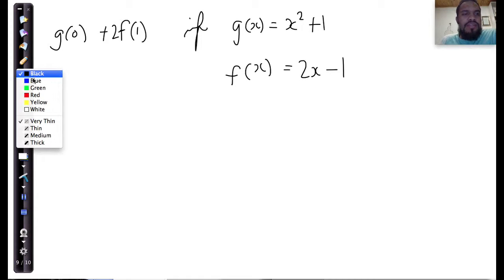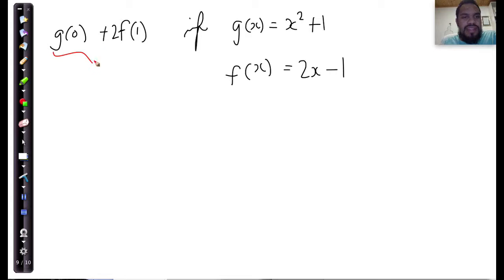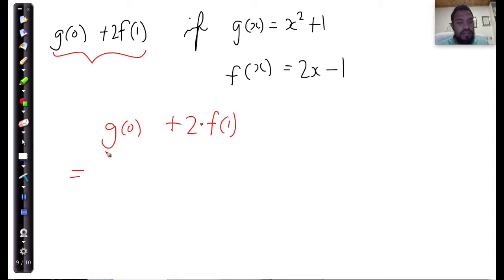So I'm going to give you a hint. I'm going to tell you that this is the thing you're evaluating. So you need to find the value of g of naught plus 2f1. This means 2 multiplied by f of 1. Okay, so I suggest you pause the video over there and give it a shot on your own. Just try it. And then when we come back, I may just give you the answer.